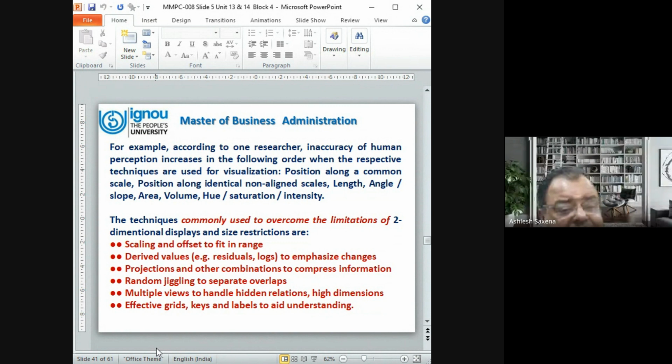scaling and offset to fit in range, derived values to emphasize changes, projections and other combinations to compress information, random jiggling to separate overlaps, multiple views to handle hidden relations, that is high dimensions, and effective grids, keys and labels to aid understanding.